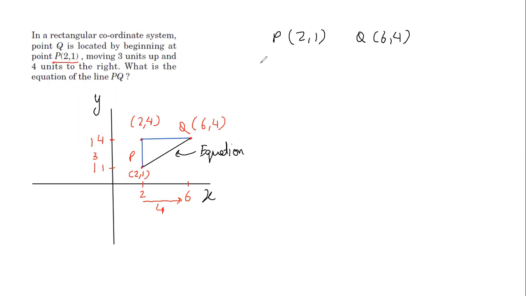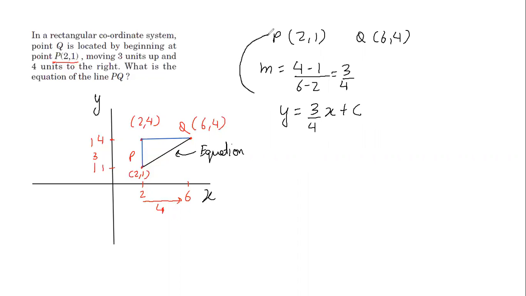I need the equation. So first thing I'll figure out the slope, that's y2 minus y1 over x2 minus x1, that is 3 over 4. So I got the slope. Now how do we figure out the y-intercept? The equation will be y is equal to 3 over 4 x plus c. Now I don't know the value of c, so how will I figure it out? I'll just replace any of the points.